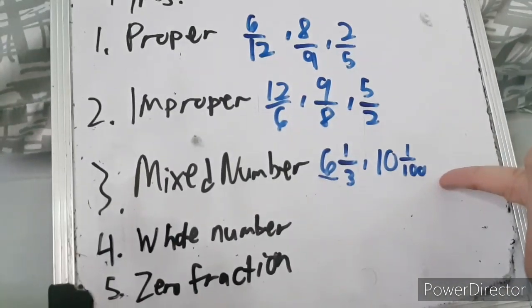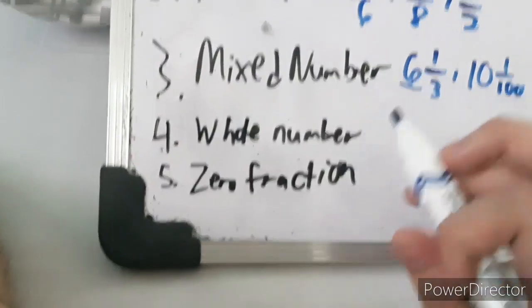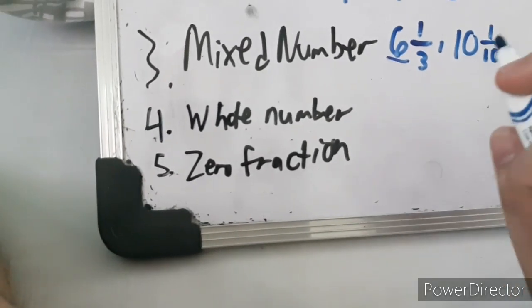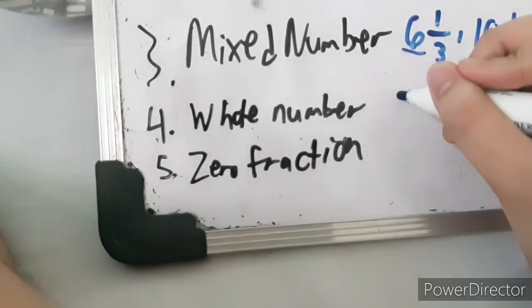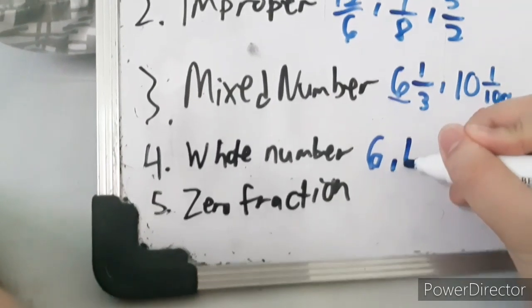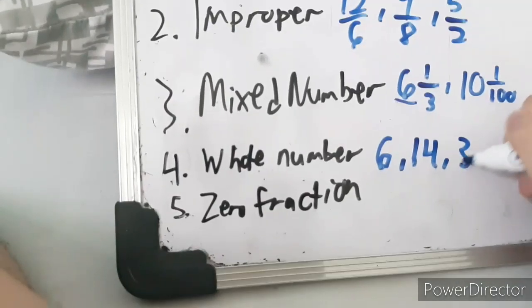Gets mo guys ha? Tapos yung whole number, ang whole number lang po ay number lang. Wala po siyang fraction. Okay? So example, 6. And then another one is 14 and this 36.